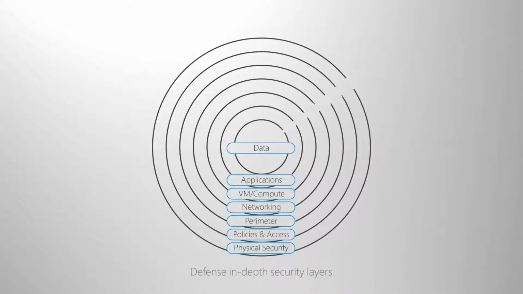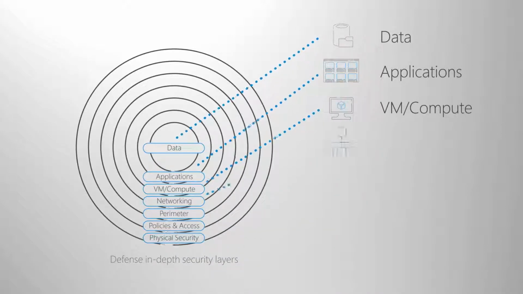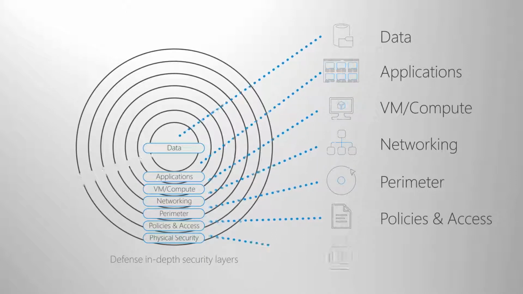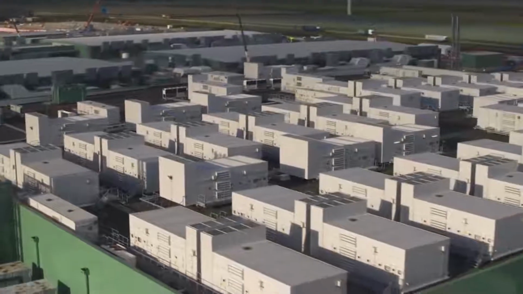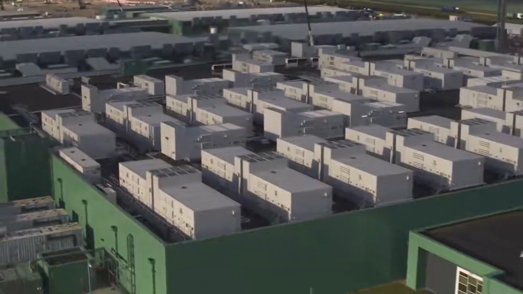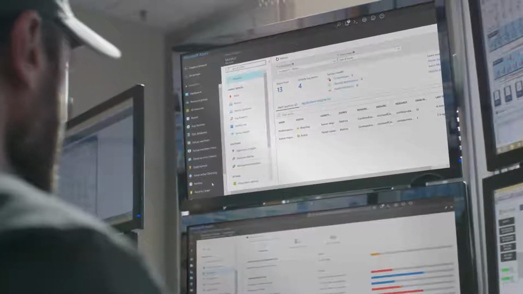apps, and data. All services are designed and operated to support multiple layers of defense, spanning your data, apps, virtual machines, network, perimeter, related policies, and of course, physical security within our data centers. This includes how the data centers and systems that run Azure are architected and operated to the controls you can leverage as part of your defense-in-depth security management.